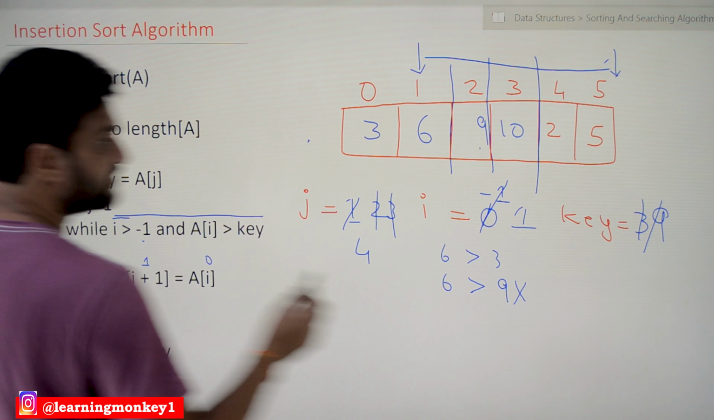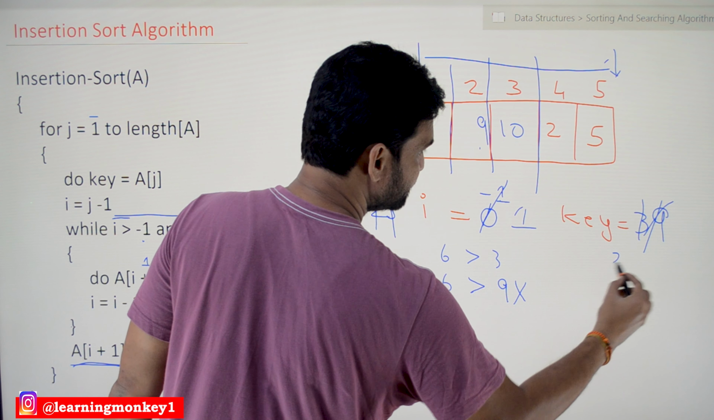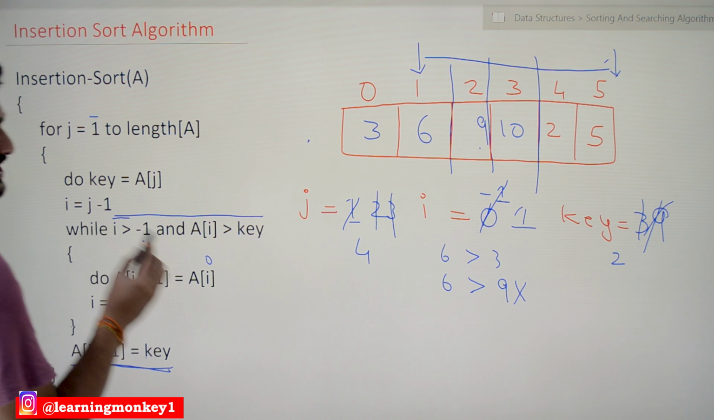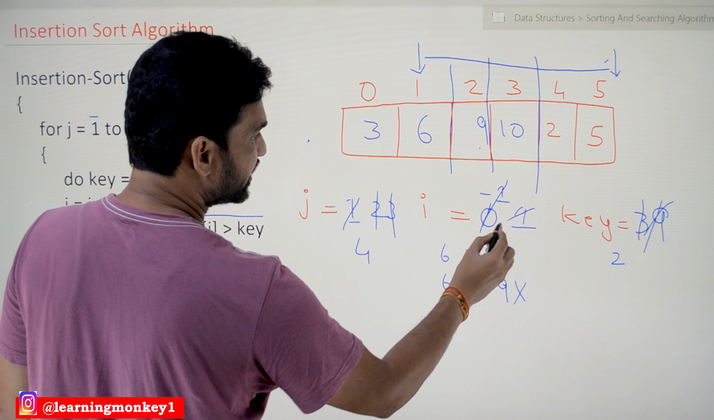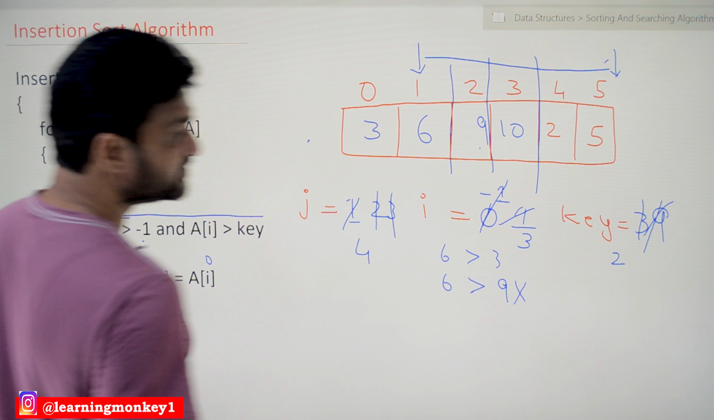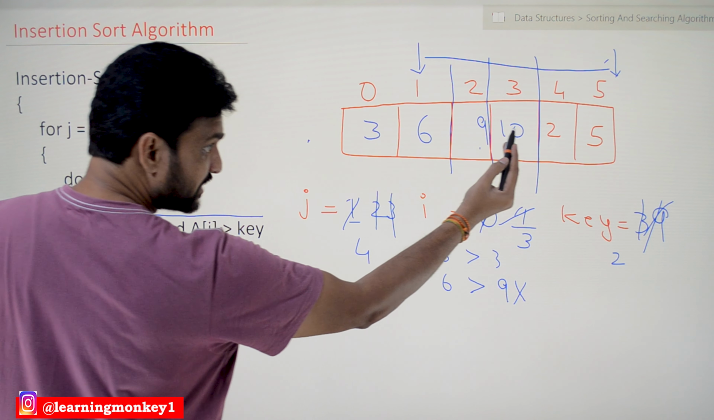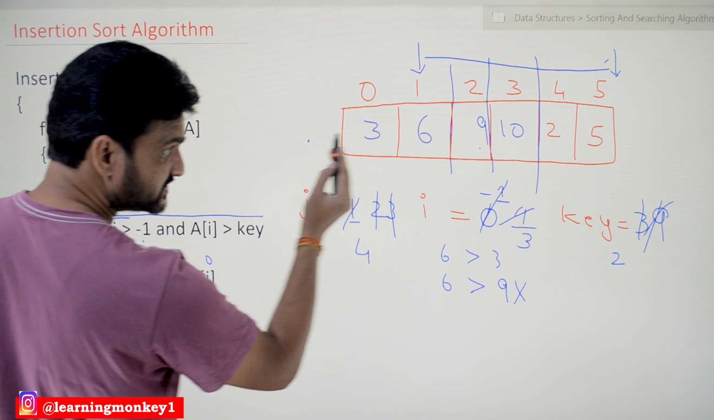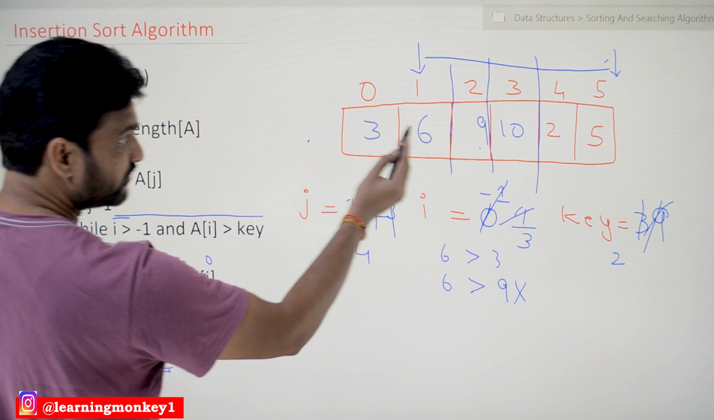Key is equal to a of j. Now what is the key element? Key element is 2. And i is equal to j minus 1. What is the value of j? 4. So i is going to be 3, which means from here we are going to compare all these elements. This 3 represents these elements: 3, 2, 1, 0.